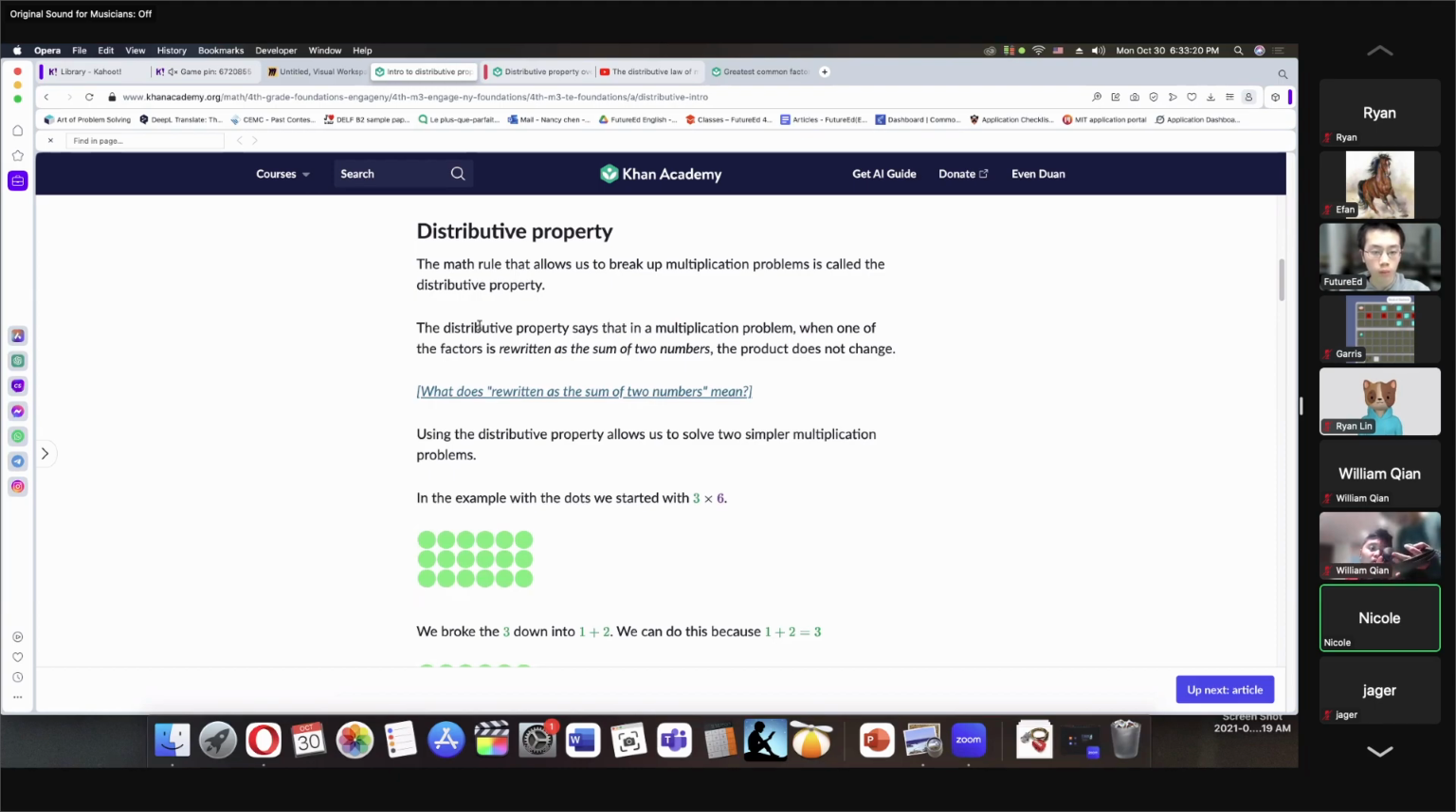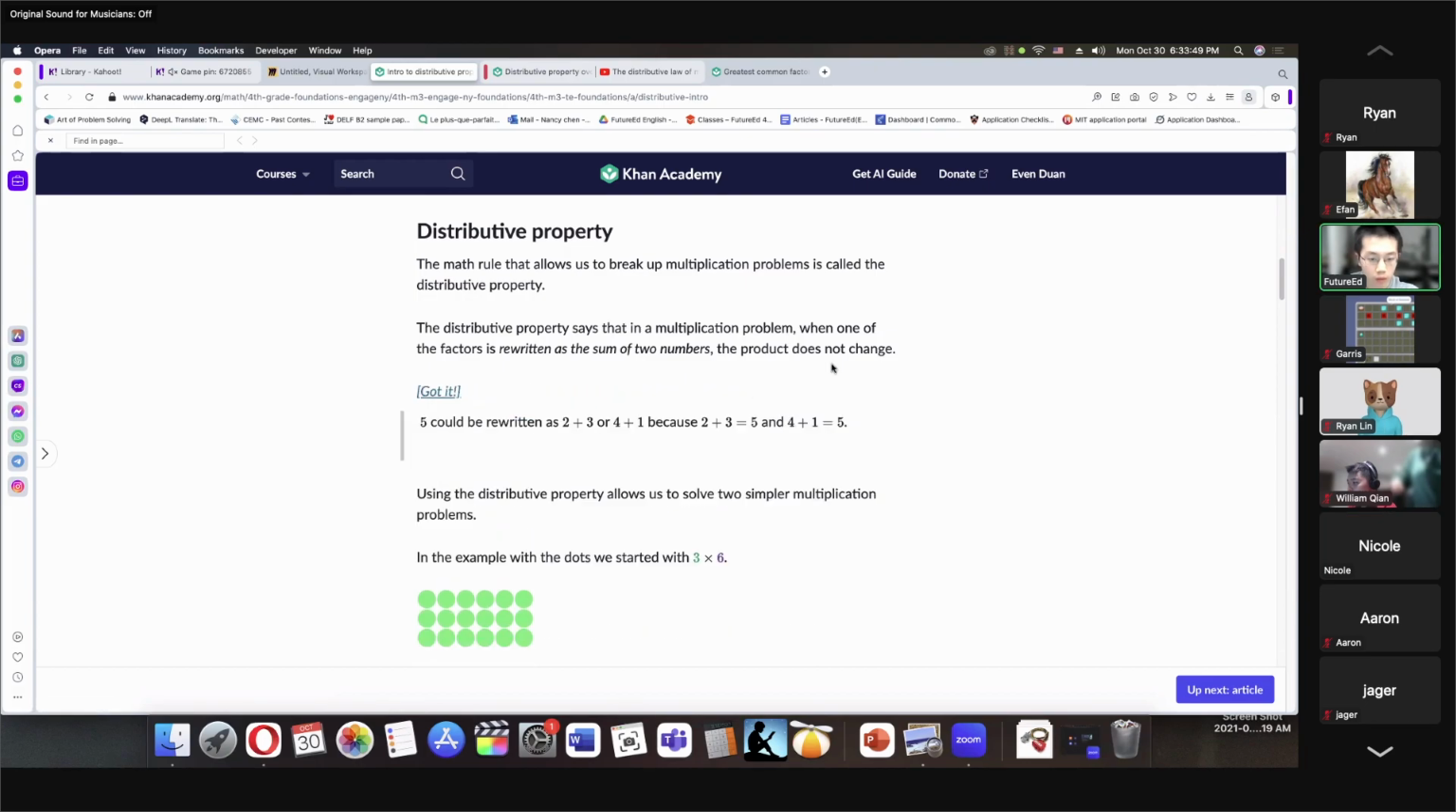Distributive property. The math rule that allows us to break up a multiplication problem is called the distributive property. Okay, keep reading, please. The distributive property says that in a multiplication problem, when one of the factors is rewritten as the sum of two numbers, the product does not change. Okay.